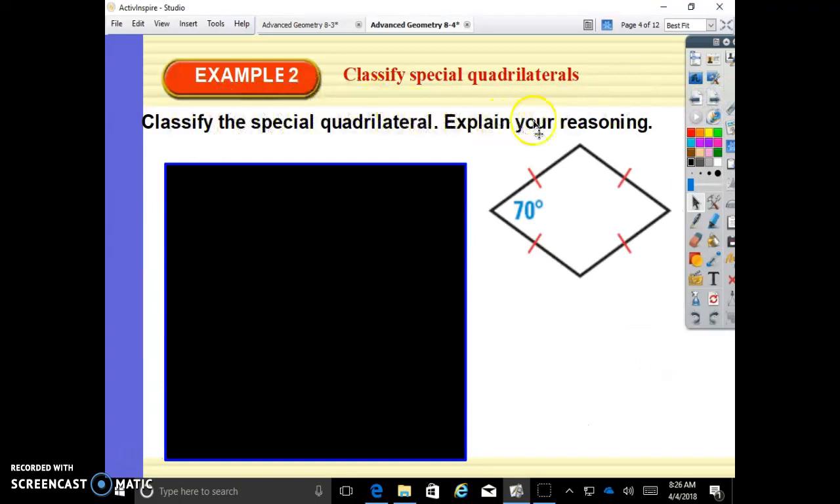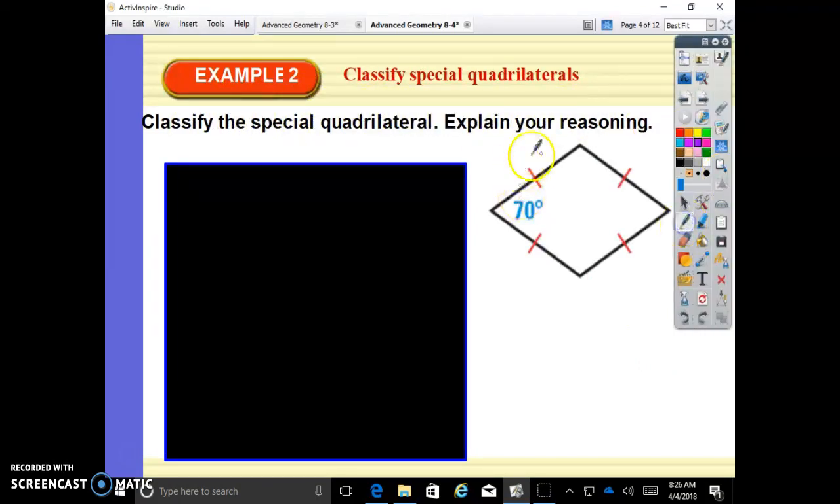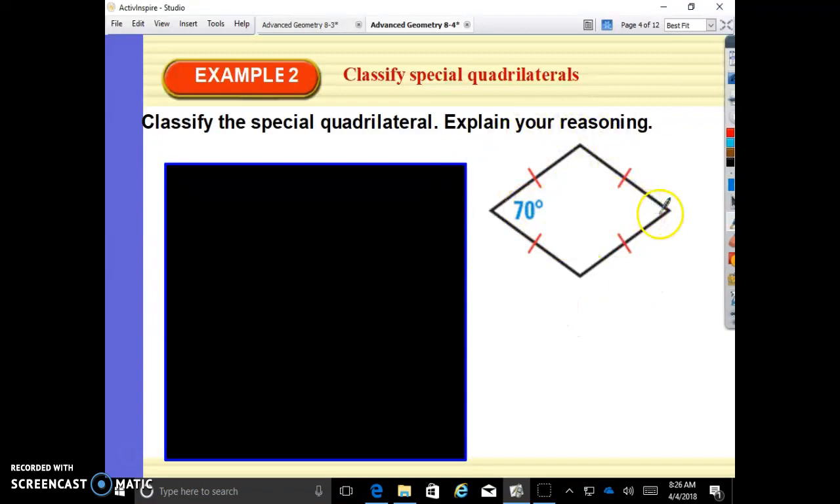Classify the special quadrilateral, explain your reasoning. All equal sides, and this is 70. So what would this thing be called? A rhombus. Look at this. If I went like this, this line is congruent to itself, reflexive. So by side, side, side, these two triangles are congruent to each other, right? So this is 70, this is 70.